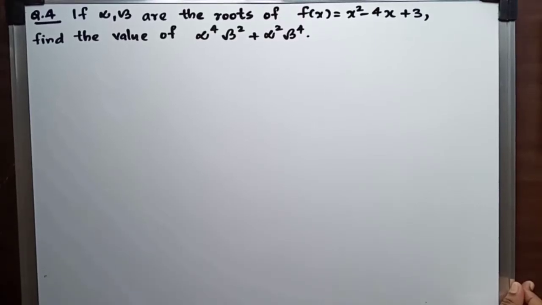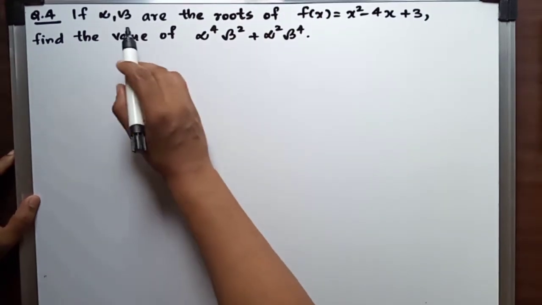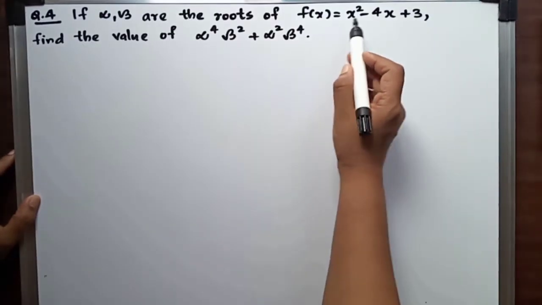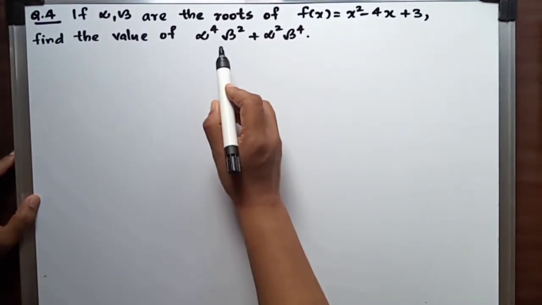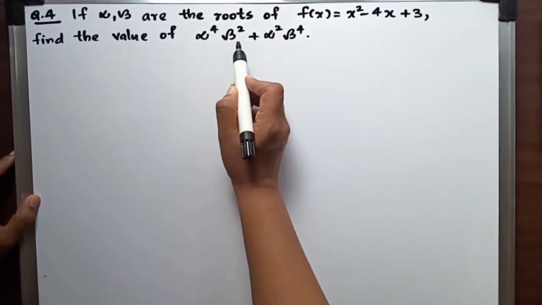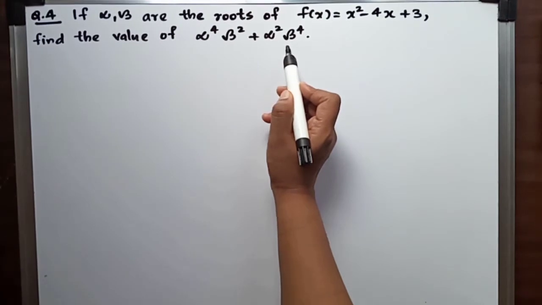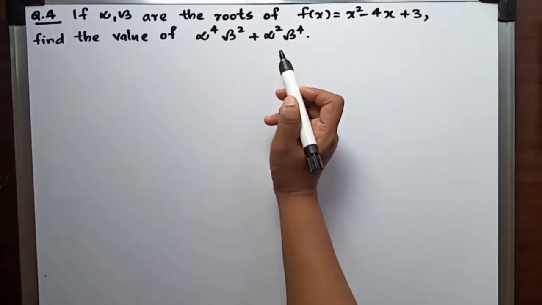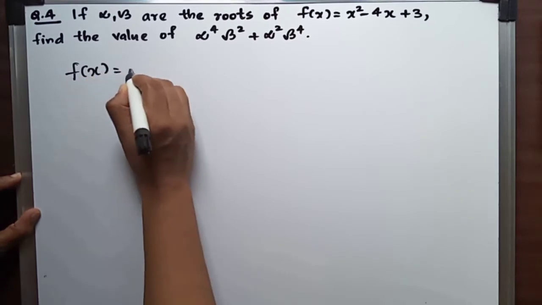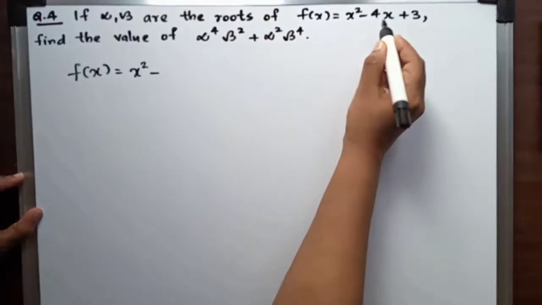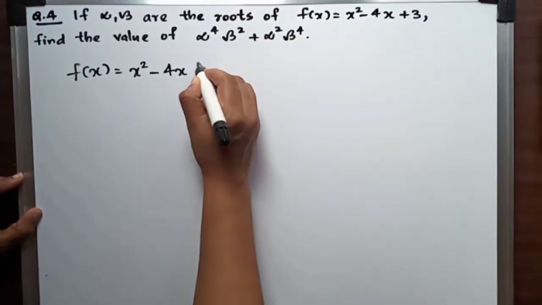This is our fourth question. If alpha, beta are the roots of f(x) = x² − 4x + 3, find the value of α⁴β² + α²β⁴. Anyways, the given polynomial is f(x) = x² − 4x + 3.